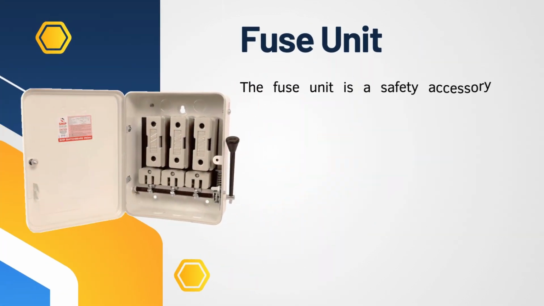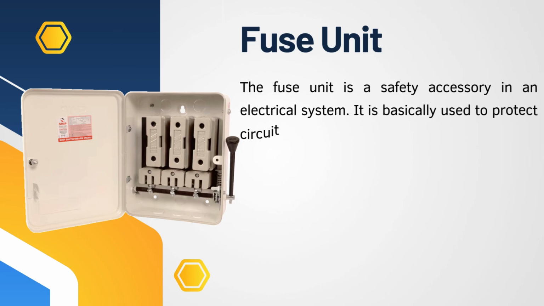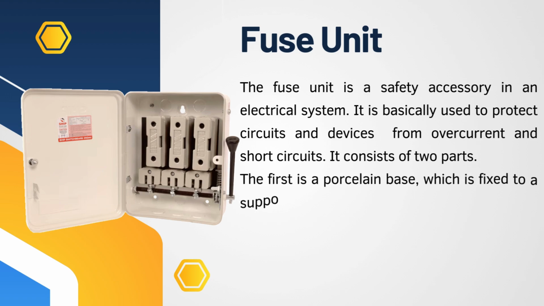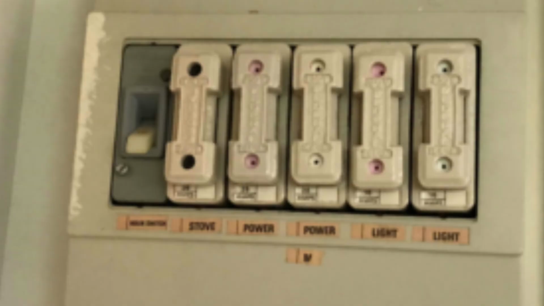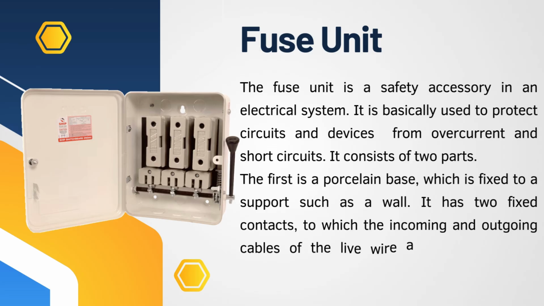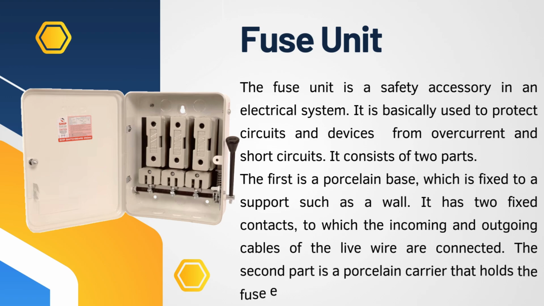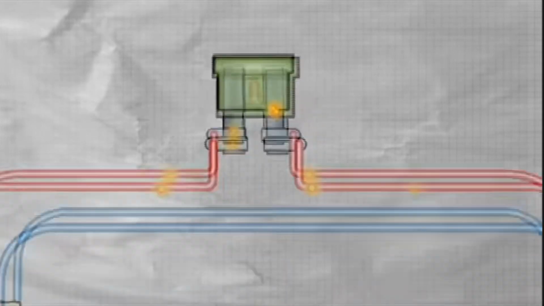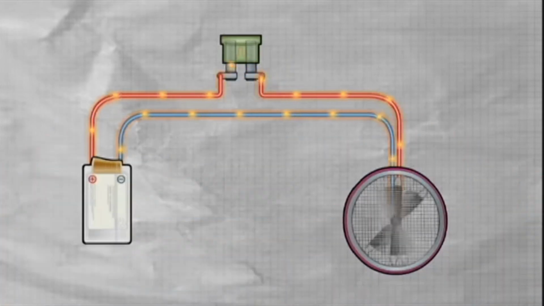Next we have the fuse unit. The fuse unit is a safety accessory in the electrical system. It is basically used to protect circuits and devices from overcurrent and short circuits. It consists of two parts. The first is a porcelain base which is fixed to a support such as a wall. It has two fixed contacts to which the incoming and outgoing cables of the live wire are connected.